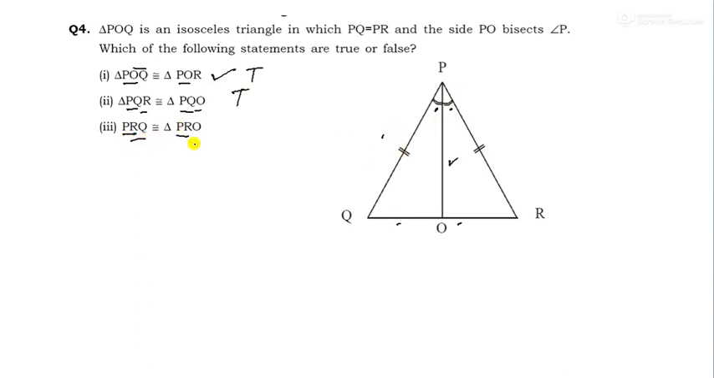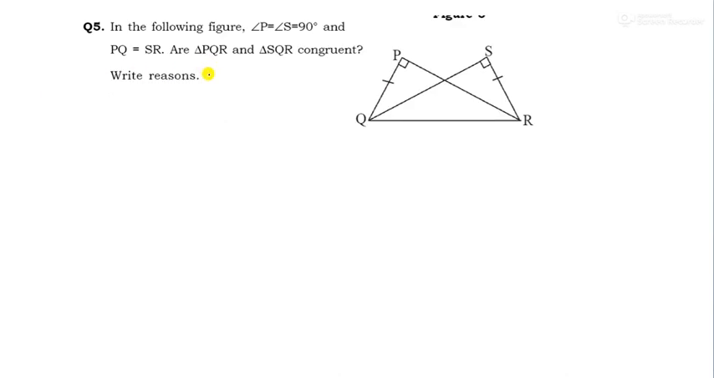Now come to RQ. RQ is not RO, so it is false. So that statement is false, so you can write this one. Now come to the next, fifth question. In the following figure, angle P is equal to angle S is equal to 90 degrees. This one is 90 degrees, so you can write 90 degrees here. And PQ is equal to SR, this one or this one. Yes, correct.